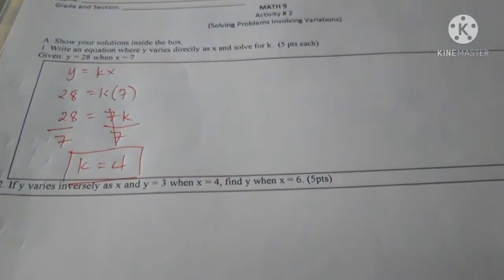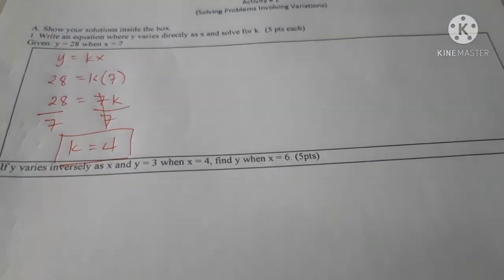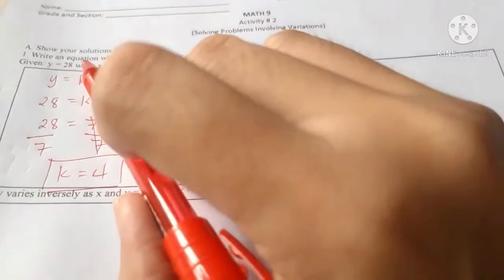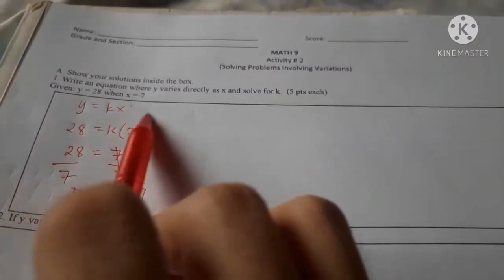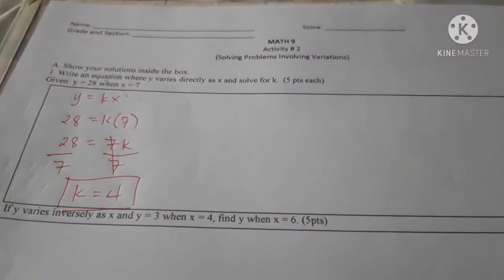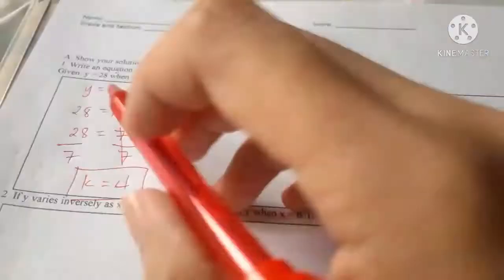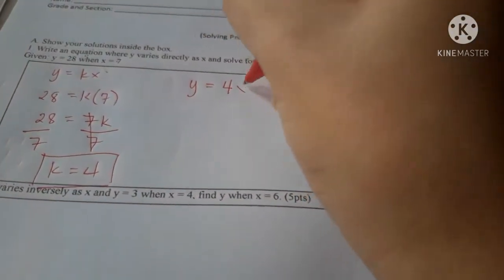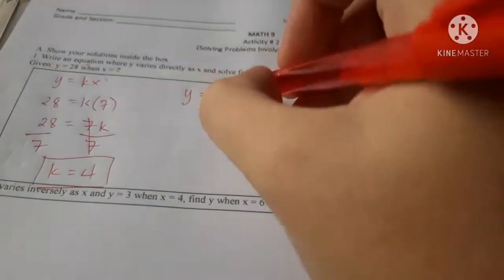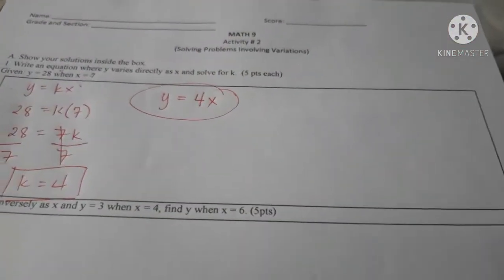So, since nakuha ta na ang aton nga constant of variation, which is 4, isulat ta na ang equation. So, kung amuni ang aton nga mathematical sentence, substitute ta lang ang k nga nakuha ta na. So, y is equal to, ang k ta is 4, and copy x. That's the final answer. Okay?